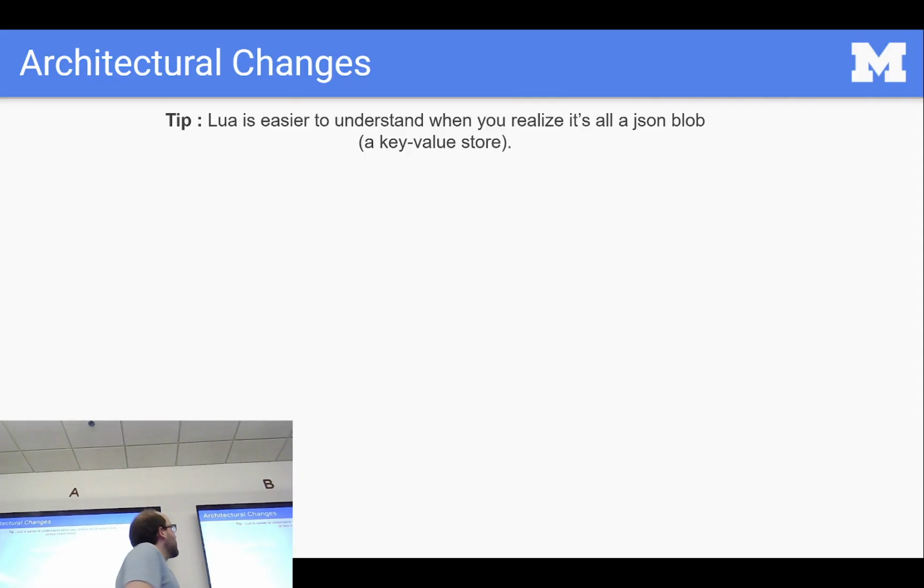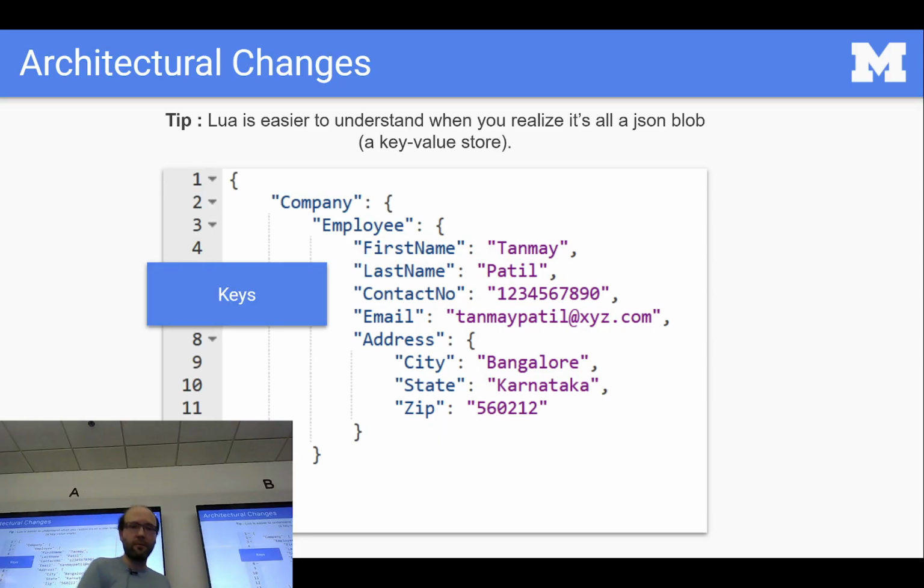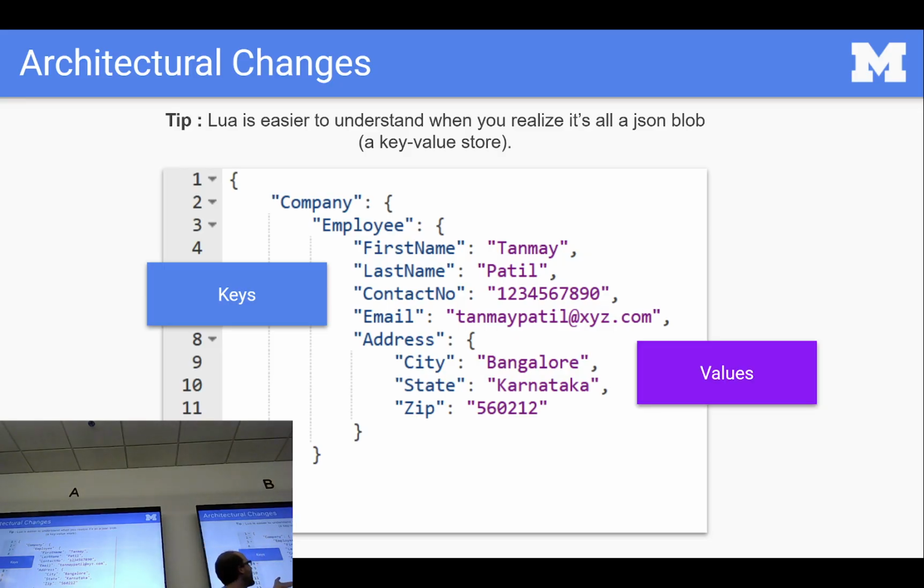Okay, like I said earlier, Lua is much easier to understand when you realize it's all a JSON blob. All right? You've seen these JSON blobs before, right? Look at these. On the left side, you have a bunch of keys, and on the right side, you have values that correspond to those keys. Sometimes the value is itself an object. Sometimes it's a number. Sometimes it's a string, whatever, okay? Sometimes it's an array.